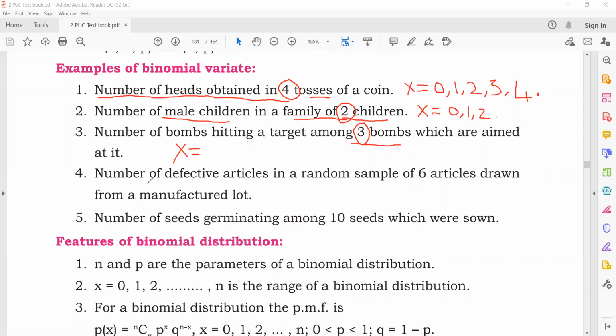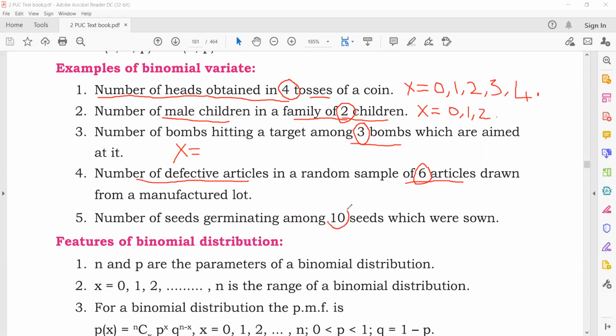Number of defective articles in a manufacturing lot. Whenever an item is produced, it takes two categories: either it is defective or non-defective. So it is a Bernoulli experiment. Now we are taking 6 such articles from the production, and we are saying how many articles are defective in this randomly selected sample of 6. Then again x takes the value 0 to 6.